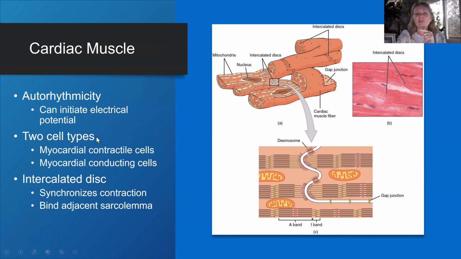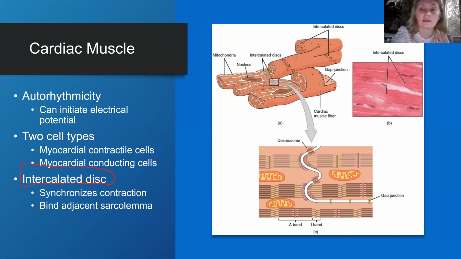So that's why we have two types of cells. We have myocardial conducting cells. Those are the ones that are going to generate these impulses. And myocardial contractile cells, and those are the ones that will contract. So they either generate and conduct electrical impulses, or they are cells that will contract. Now, between cardiac muscle cells, we have a structure that is called the intercalated disc.